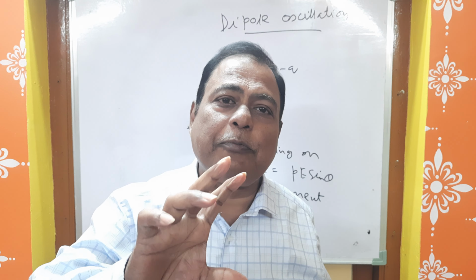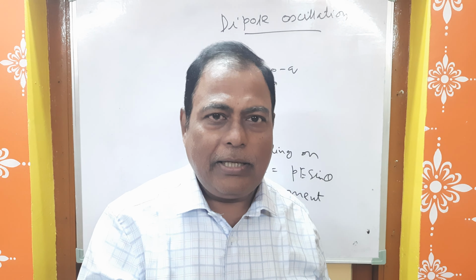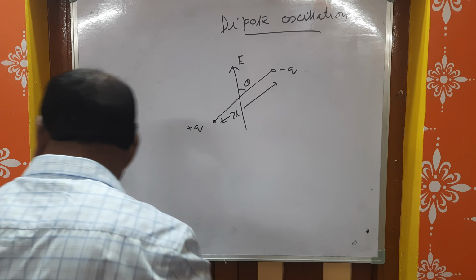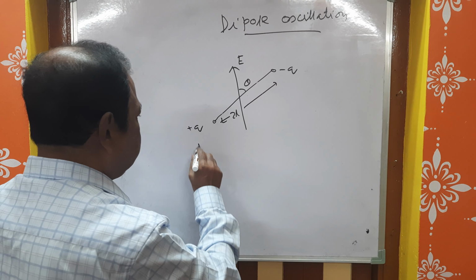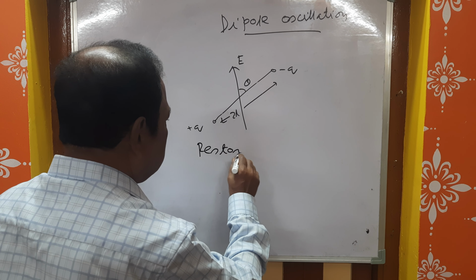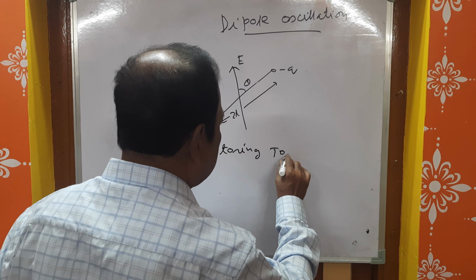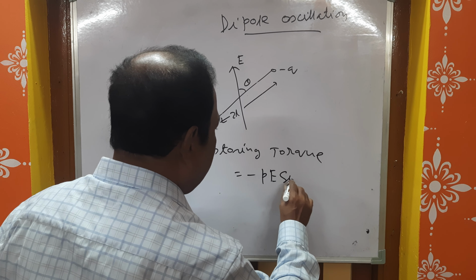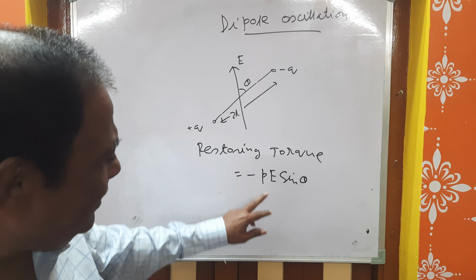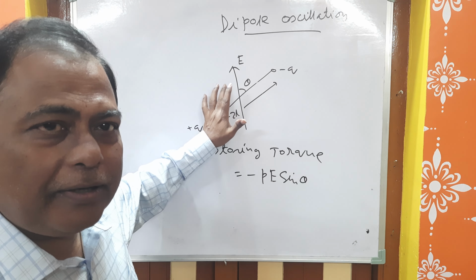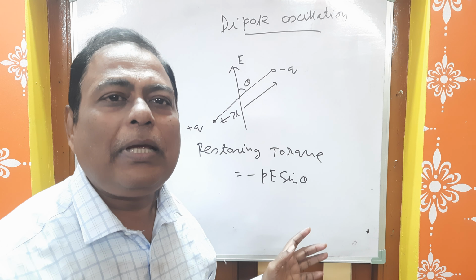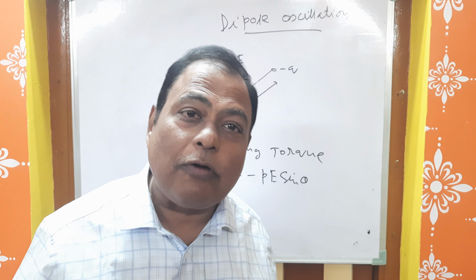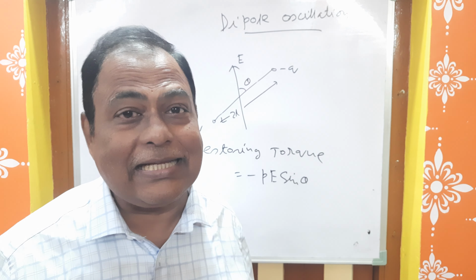If you slightly displace the dipole from the angle theta, then we can write the restoring torque is equal to minus P E sin theta. Why minus sign? Minus sign means the torque is directed towards the mean position, it tends to move towards the mean position. Already you have heard the name of the restoring force or restoring torque in simple harmonic motion in class 11.